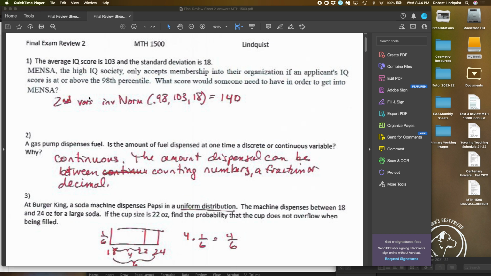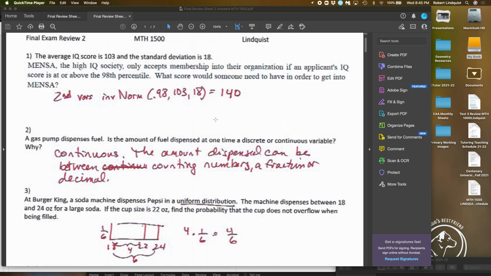Number 1, it's the same Mensa thing, real high IQ society. This time we're going to change the average IQ score to 103, the standard deviation to 18. We want the 98th percentile. Whenever we want percentiles in a normal curve situation, we want to deal with inverse norm. So we go second var is inverse norm, 98th percentile is 0.98, 103 is the mean, and 18 is the standard deviation. Crunch those numbers, bingo, it'll pop out and tell you 140 is the score.